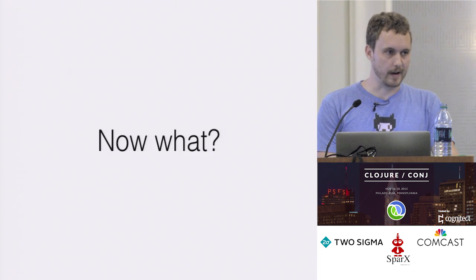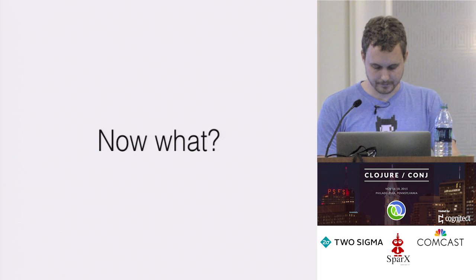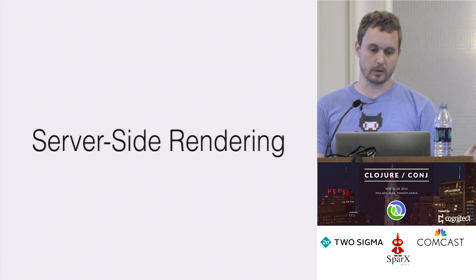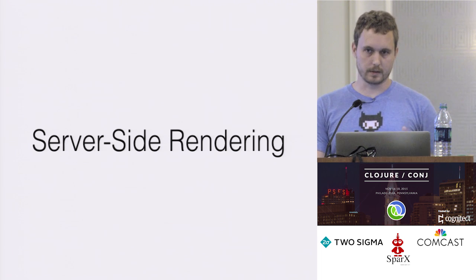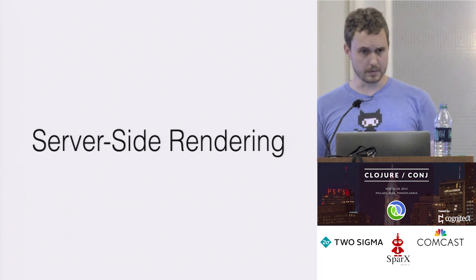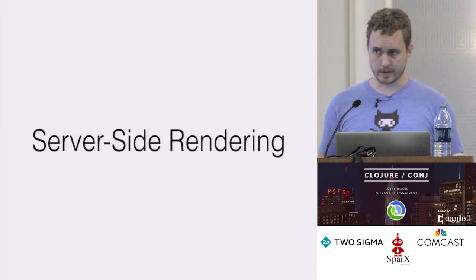Okay, so we still want to go faster. What do we do now? Well, let's try rendering on the server side, because at this point we've improved the HTTP stuff. We've cut out unnecessary dependencies, and then we're not serving dependencies to users who aren't going to see them. So what else can we do?